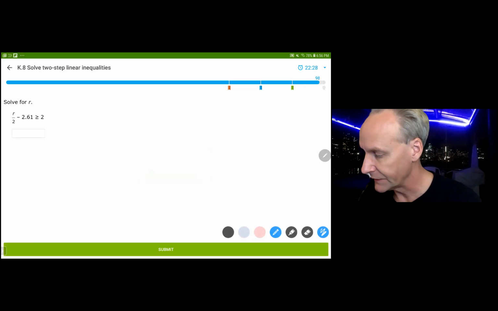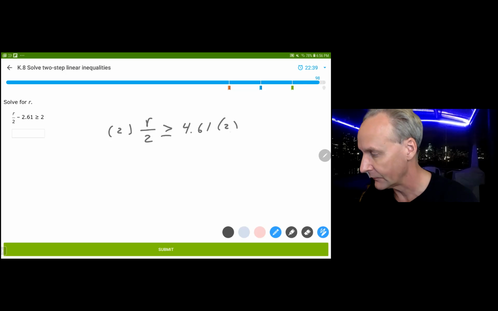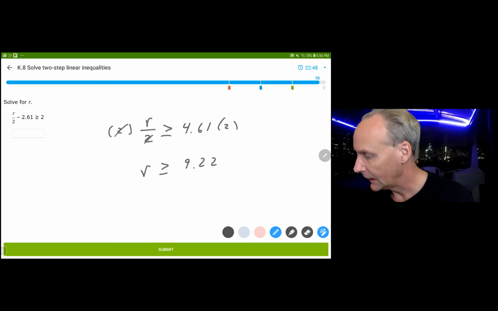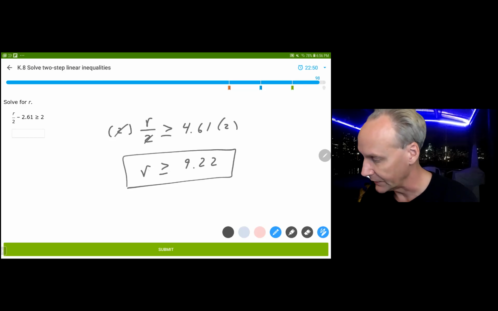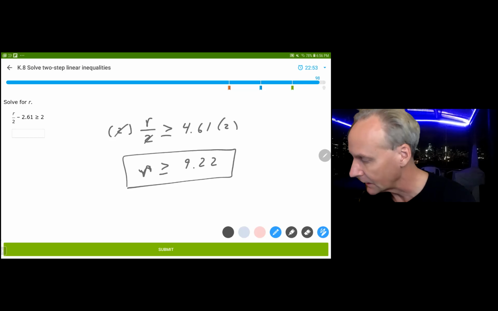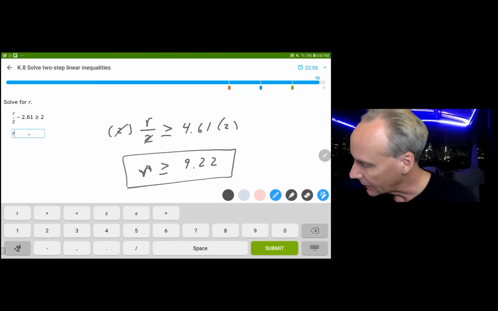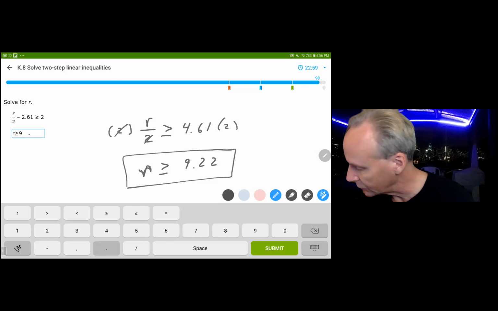I'm going to add the 2.61. I have r over 2. When I add the 2.61, I'm going to have greater than or equal to 4.61. And then I'm going to multiply by 2 on both sides. I'll actually write it there for you. And again, practice working in your head. There's no sign change. That's going to be 9.22. And practice a little bit. This is supposed to be an r, I think. R is greater than or equal to 9.22.